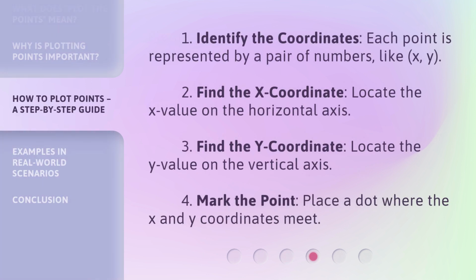1. Identify the coordinates. Each point is represented by a pair of numbers, like (x, y). 2. Find the x coordinate. Locate the x value on the horizontal axis. 3. Find the y coordinate. Locate the y value on the vertical axis. 4. Mark the point. Place a dot where the x and y coordinates meet.